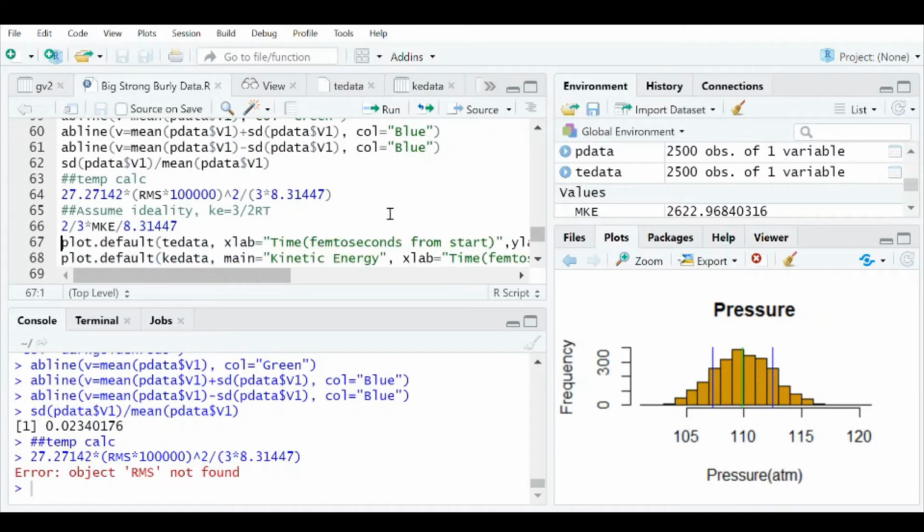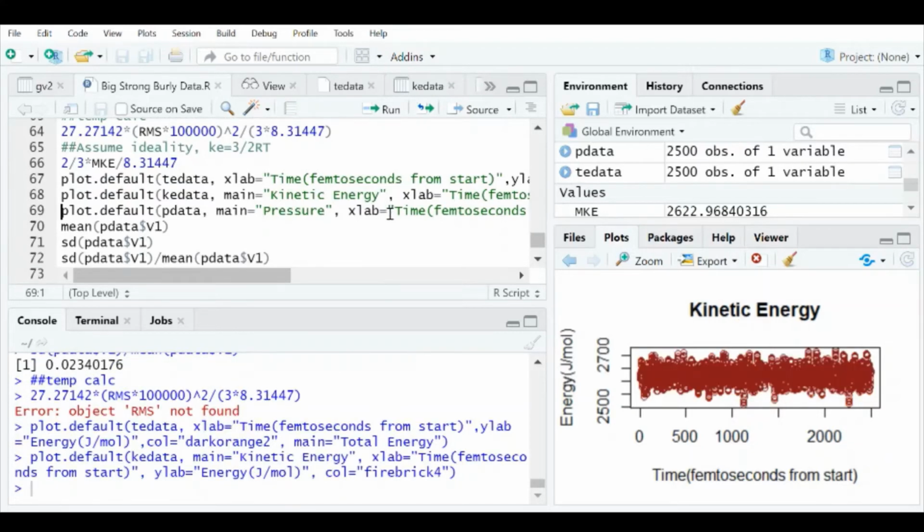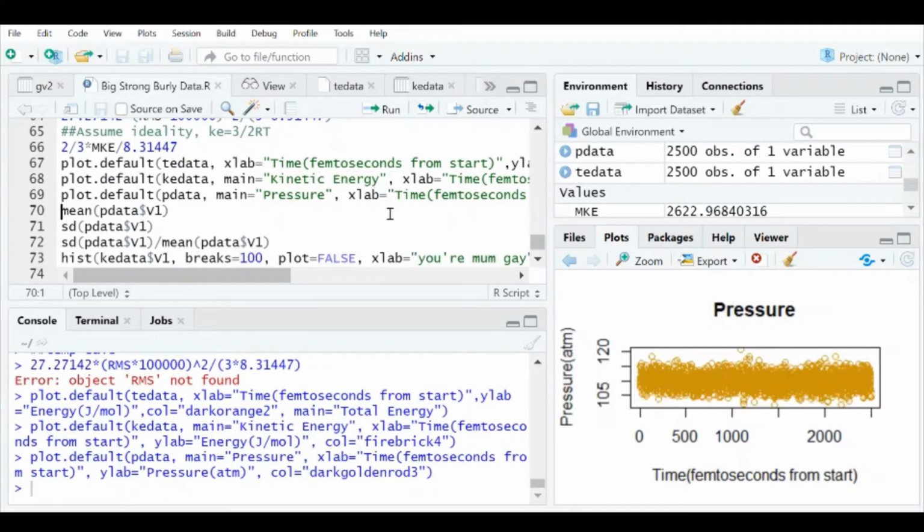Finally, in order to make sure that these normal approximations aren't just an artifact of an actual trend going on in the data, I plot the scatter plots of all these data points. As you can see here, the total energy appears basically random. The kinetic energy appears basically random. And the pressure appears approximately random over time.